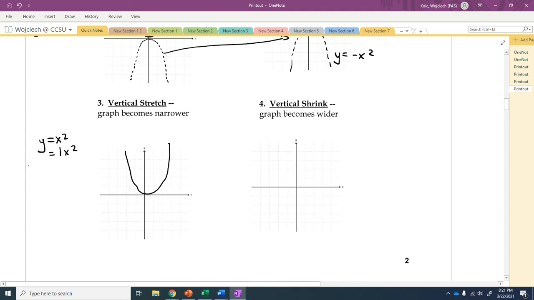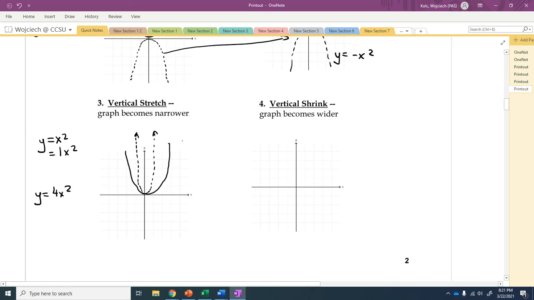Okay? What happens when I put y equals, let's say, 4x squared? What's going to happen to the graph? The graph will become narrower, which means it will look like this. The vertex will still be 0, 0, but the graph would be very narrow.